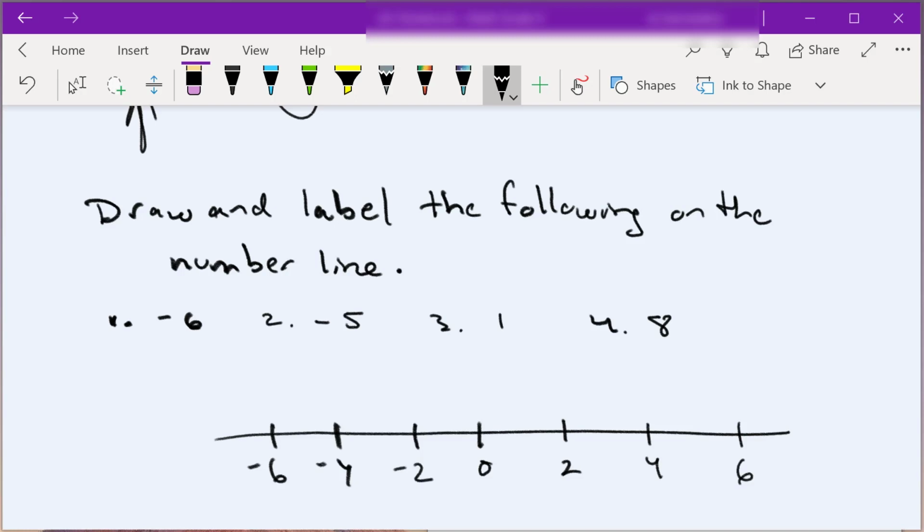If we're asked, for example, to draw and label the following on the number line, so for example, minus 6 is 6 units to the left of 0, right here. Minus 5 is 1 left of minus 4, right here. Plus 1 is 1 unit to the right of 0, here. And plus 8 is 8 units to the right of 0. So 7, 8 right here.